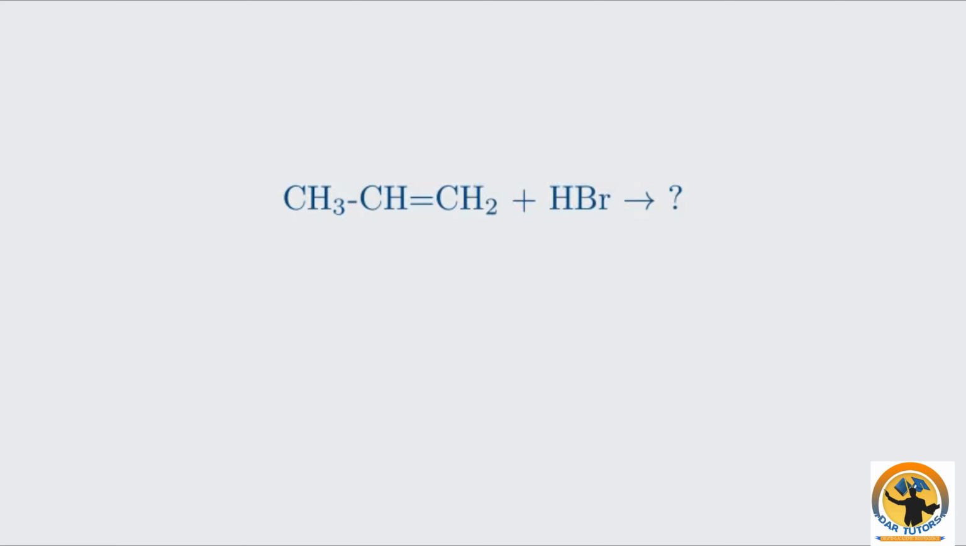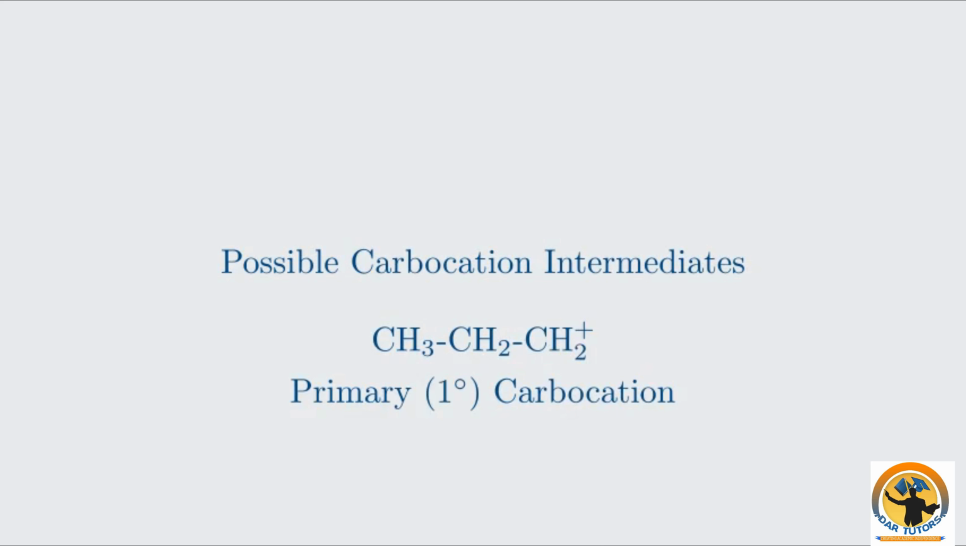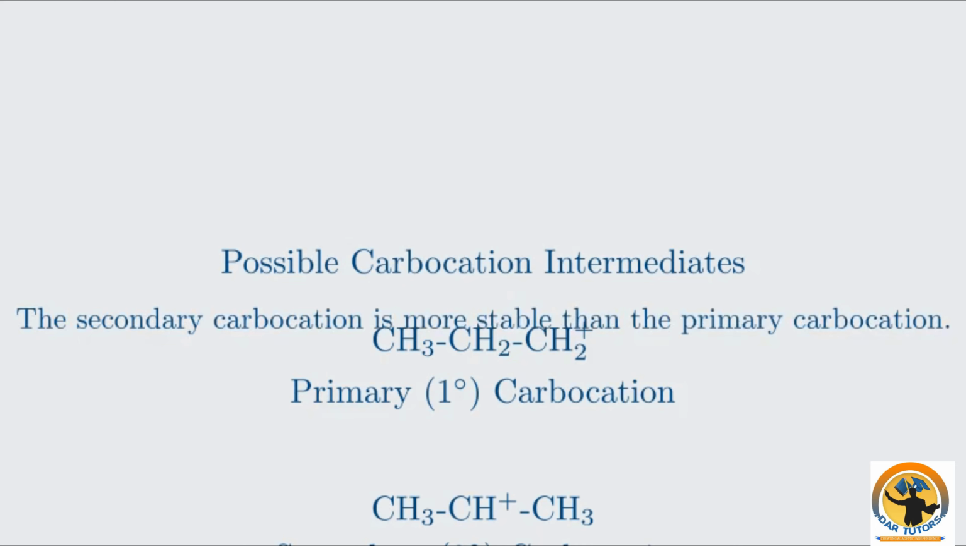Let's look at the addition of hydrogen bromide to propene. Here is the reaction. When the pi bond reacts with a proton from HBr, it can lead to the formation of two possible carbocations. The first is this: a primary carbocation. The other possibility is a secondary carbocation. The secondary carbocation is more stable than the primary carbocation.